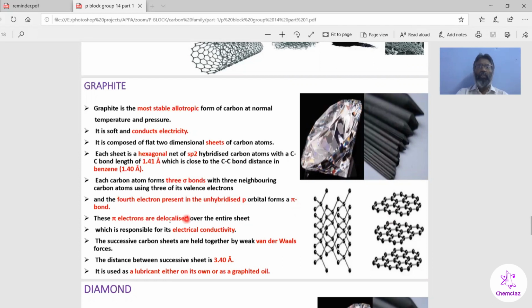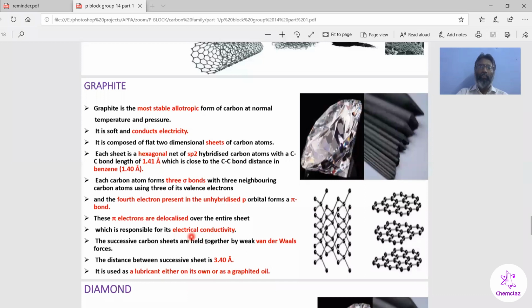This delocalized pi electron is responsible for the electrical conductivity of graphite. So you can say that graphite is used as an anode in metallurgical processes. The reason is that graphite contains free electrons, that is, delocalized electrons.